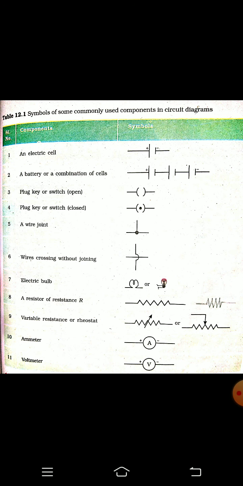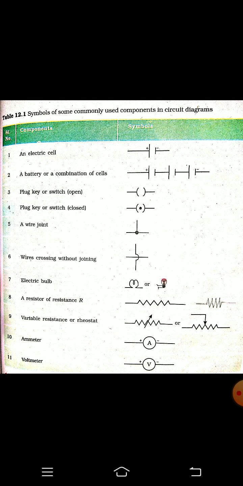We have already learned that a continuous and closed path of an electric current is called an electric circuit. We have also learned that the flow of electric charges is called electric current. In our previous session, we learned about a simple electric circuit, which is a combination of a cell or a battery, a plug key, electrical components, and connecting wires.